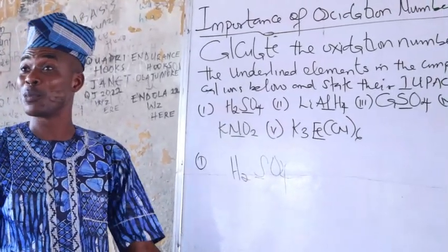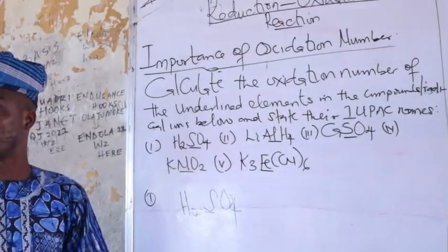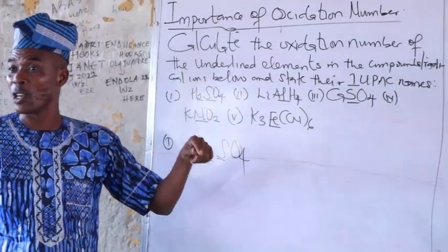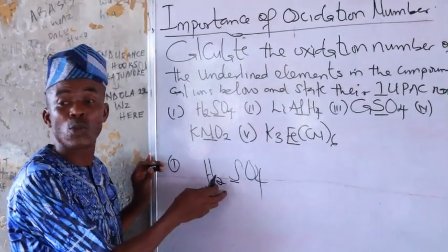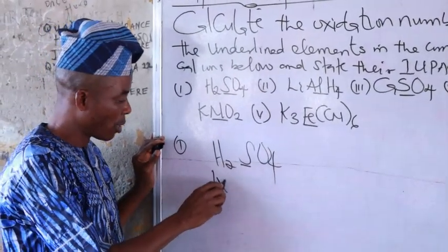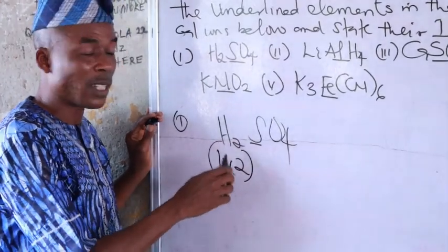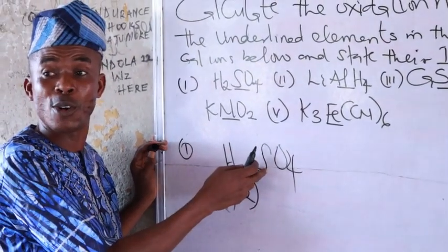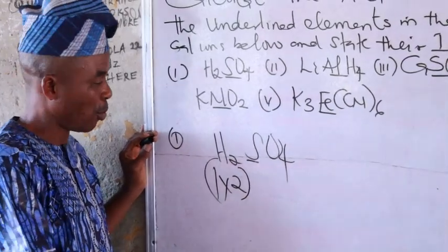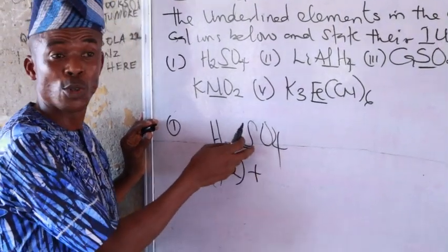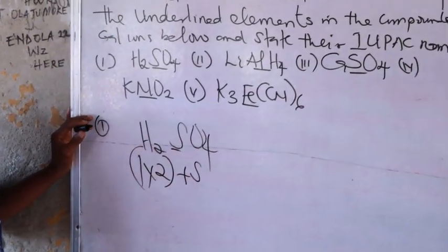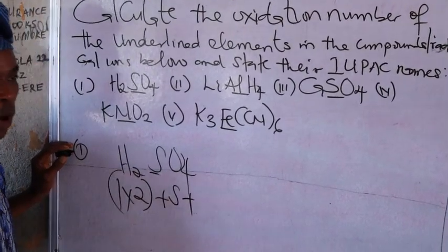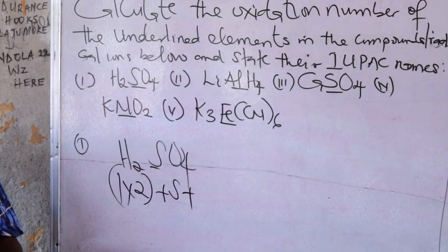Hydrogen belongs to which group? That means it will have an oxidation number of +1. But there are 2 atoms of hydrogen here, so that's going to be 1 times 2. Remember the rule is that the sum of oxidation numbers of elements in the compound is equal to 0. So now plus, we just need the oxidation number of sulfur. Let's use S to represent that oxidation number. Plus, what is the oxidation number of oxygen?